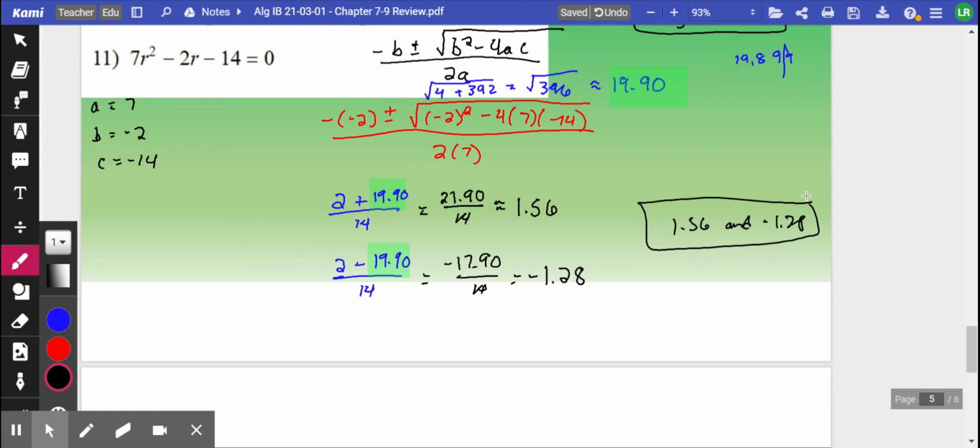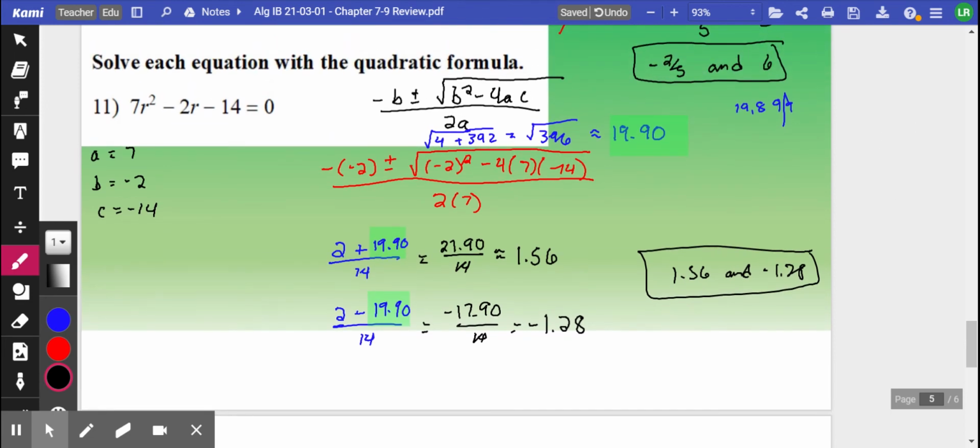Okay. All right, those are all the problems that are going to be in the chapter 7 to 9 exam. Okay, there's going to be a few others, like more than just one of those specific types sometimes, but those are the problems that are going to be on the test.